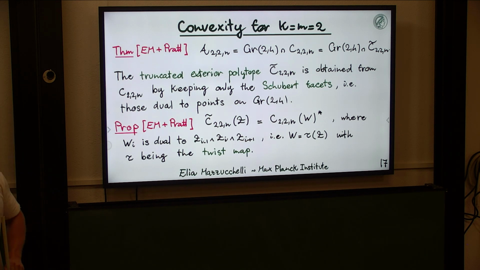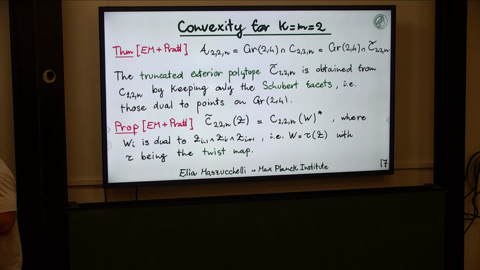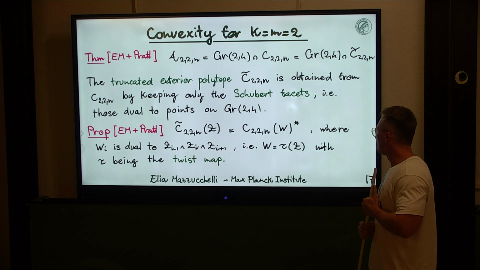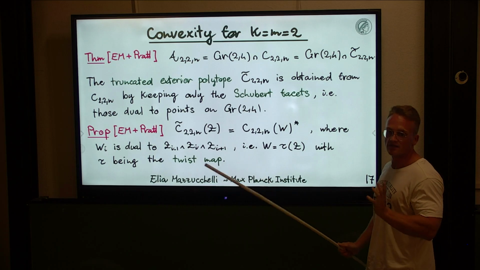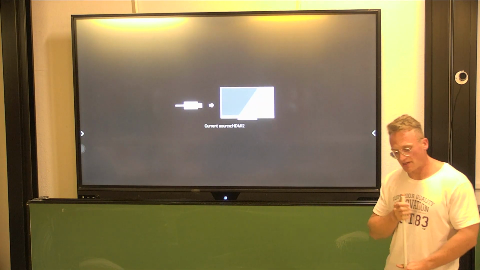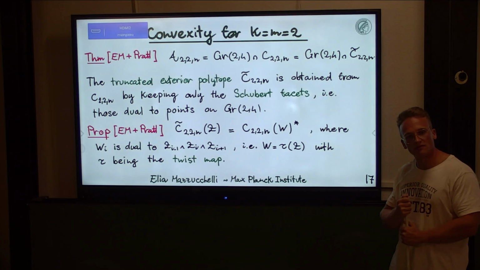So what about the second statement? Does it make sense even for arbitrary m, the second proposition you have? For higher m, it could be. We explored higher k, just a couple of examples, and it seems to work. For higher m, I don't know, but it seems plausible.